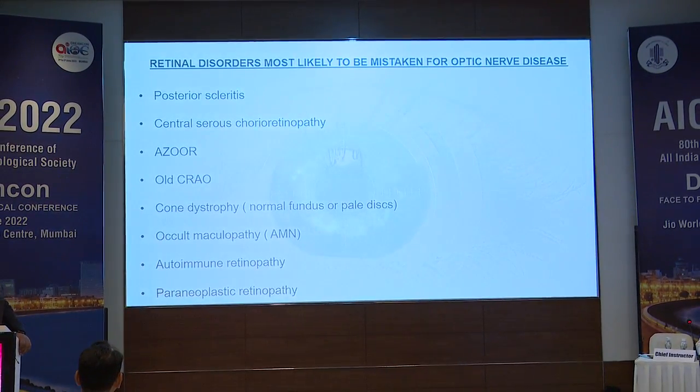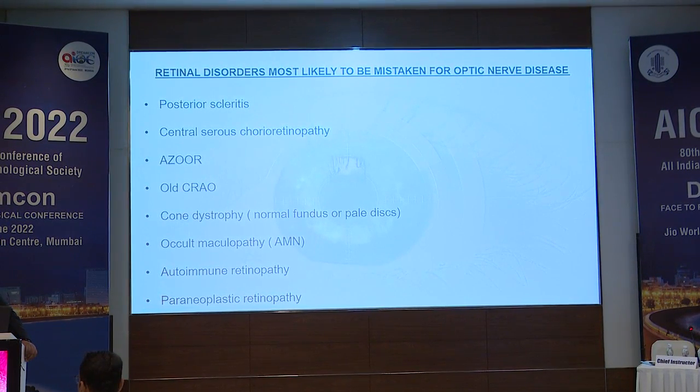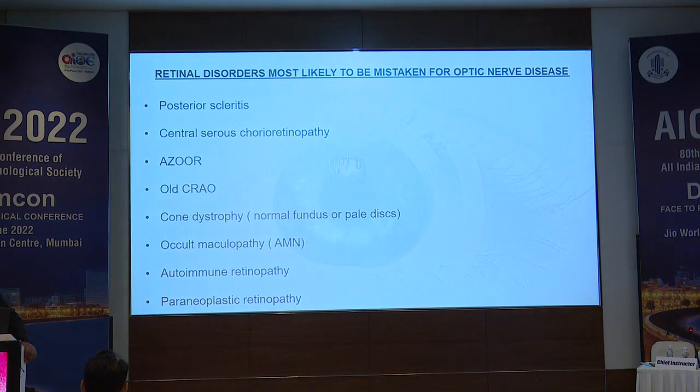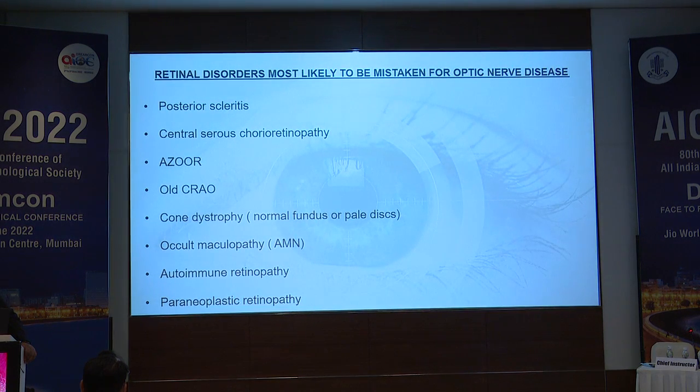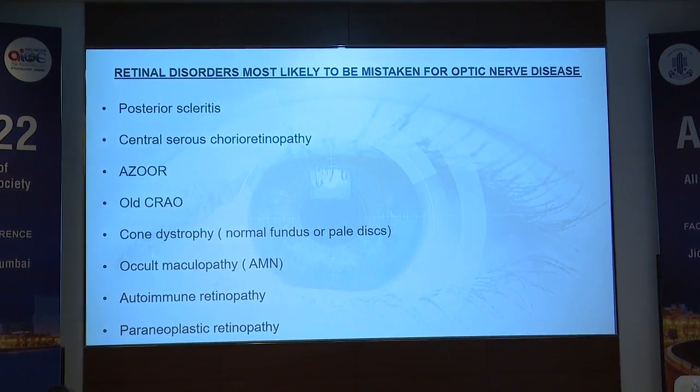So first up, what are some retinal disorders that are most likely to be confused with an optic nerve disease? Something like subtle posterior scleritis, central serous retinopathy, Azures, old CRAOs, cone dystrophies, AIRs, autoimmune retinopathies, paraneoplastic, etc.